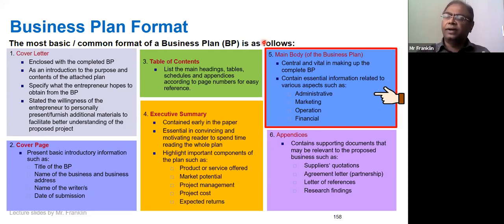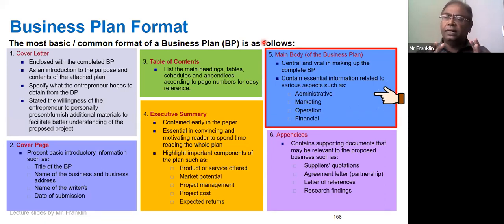Then you have the table of contents, also one page, which tells you what the headings are, what the tables are, and what page you have. All that is the table of contents. Then you have the executive summary. The executive summary is a one-page document at the beginning. It's essential for convincing people to spend time reading more.